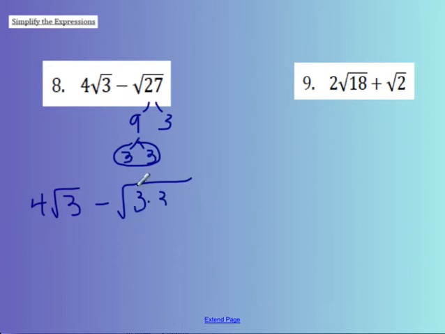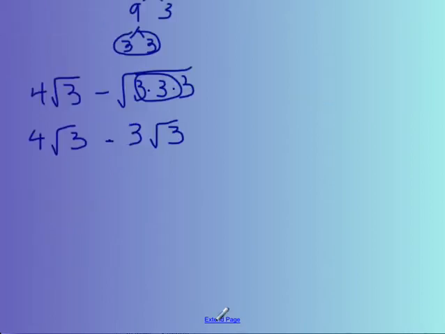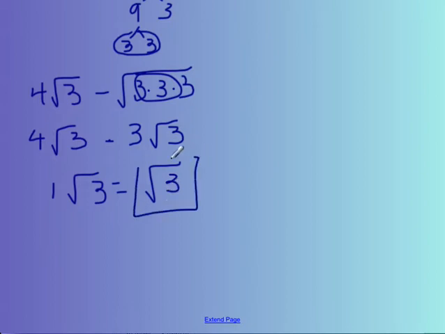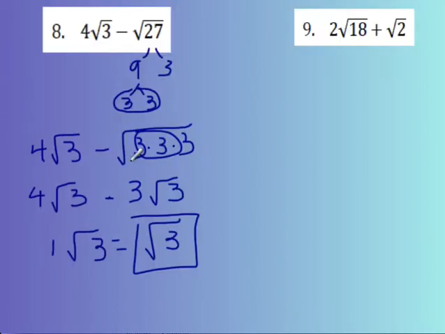So I have 3 3's, and I'm going to be taking out a pair of 3's. So then I have 4 square root of 3 minus 3 square root of 3. So now, because they both have square root of 3, I can subtract 4 minus 3. Well, that's just going to be 1 square root of 3. Now remember that 1 square root of 3 is really just the square root of 3. We don't have to write that 1 out there. So this is your final answer for number 8.